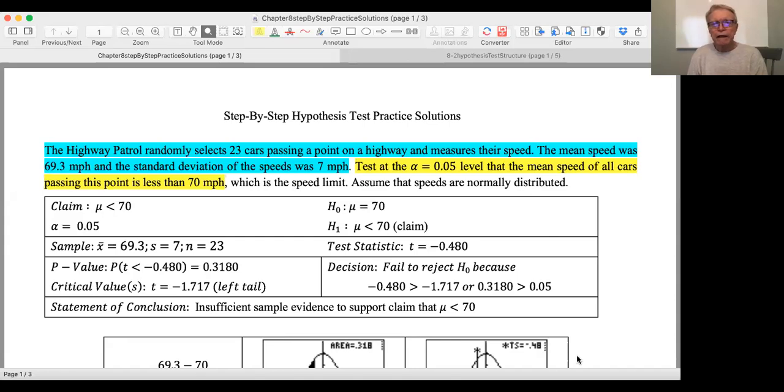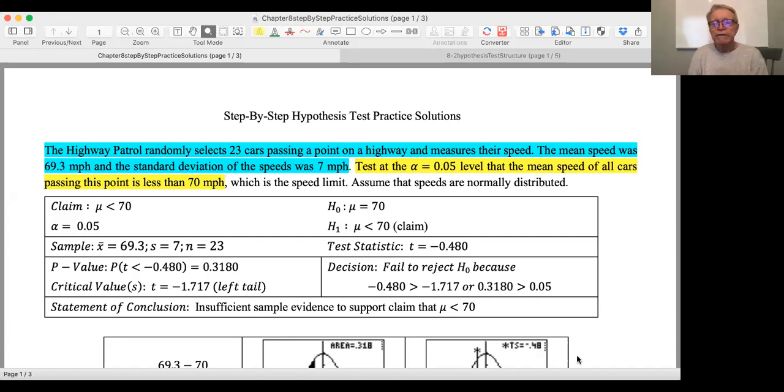Now, we've got a problem here, and this has been all worked out. I'm not going to show you the process. I'm just basically going to identify what you need to be aware of here and what you need to look for. And you'll refer to the table that we showed in step 1 in the last video to come up with what relationship should be in the claim and in the hypotheses.